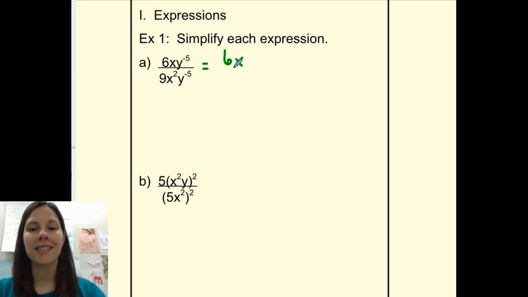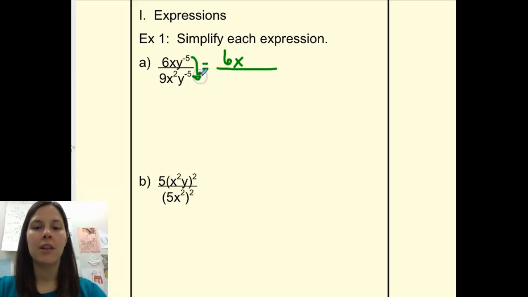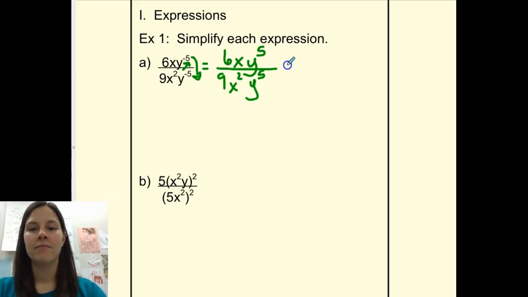So in the numerator, the 6x will stay there. The y to the negative 5 will move to the denominator, but the y to the negative 5 in the denominator will move to the numerator. The 9x squared stays in the denominator, and again, that negative 5 from the numerator is moving to the denominator. Now we can simplify. 6 over 9 is a fraction that can be simplified, dividing each of those by 3.